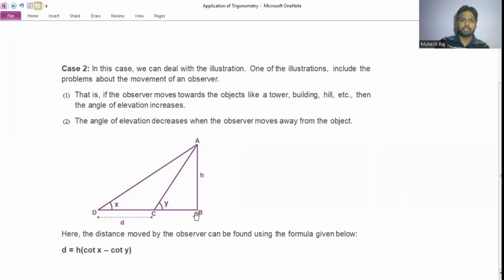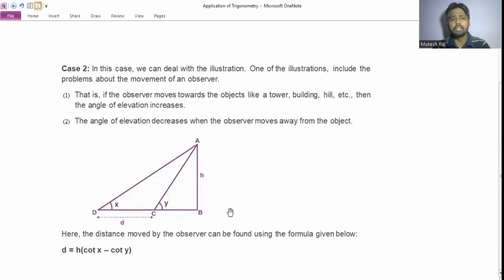So these are the two situations we have to take into consideration. If this is one of the cases where we need to find either the height h or the distance d, we can directly use this formula to calculate it.